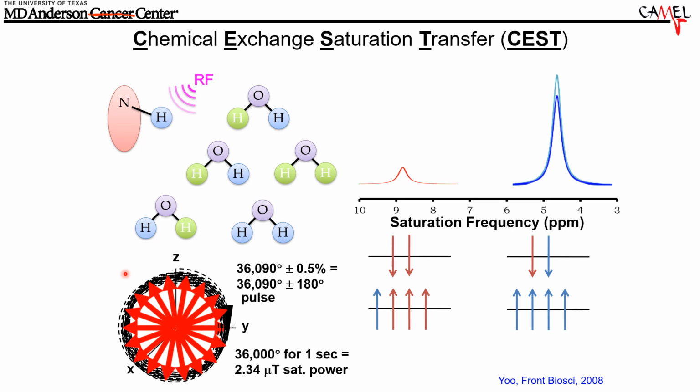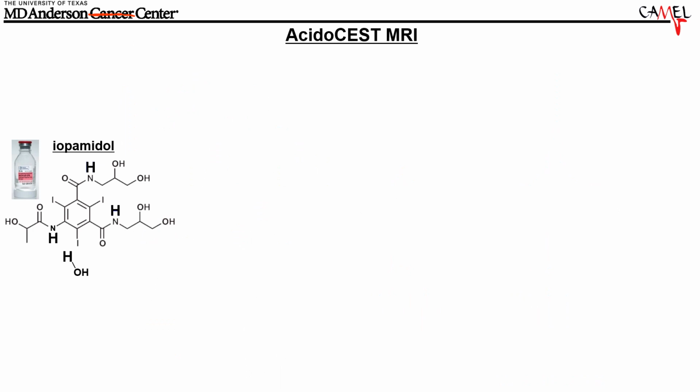What is this idea of saturating a signal? It sounds like a sponge that took up a lot of liquid, or you saturated the sponge. Well, it's not quite like that. Really, we're just removing all the coherence of the magnetization so that there's no net signal, and that gets transferred over to the water.